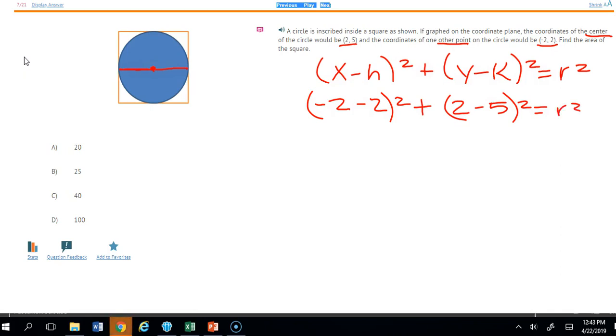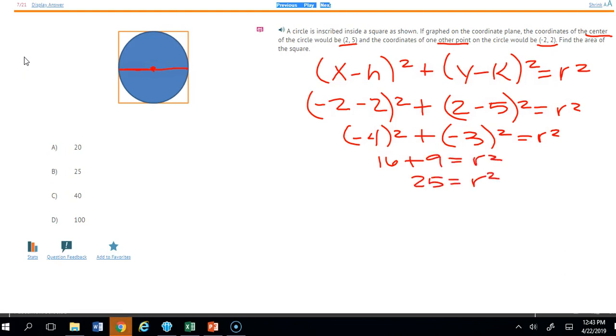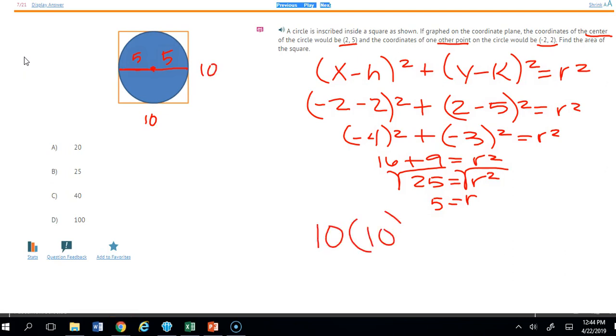That equals r². So here we got (-4)² + (-3)² = r². This is going to be 16 + 9 = r². So 25 is equal to r². So r, we would take the square root of both sides to find r. r equals 5. So we put our 5 up here. We got a 5 there and a 5 there, which means our base here is 10 and our height is 10. So to find the area of a square, we go 10 times 10, and that's 100. And that was our answer.